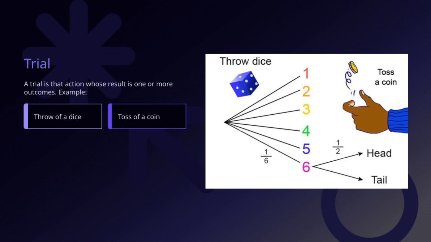This concept is fundamental because it helps us understand how to analyze and predict the likelihood of different results in various experiments or games of chance. By understanding what constitutes a trial, we lay the groundwork for exploring the probability of different outcomes, which is essential in the broader study of probability theory.